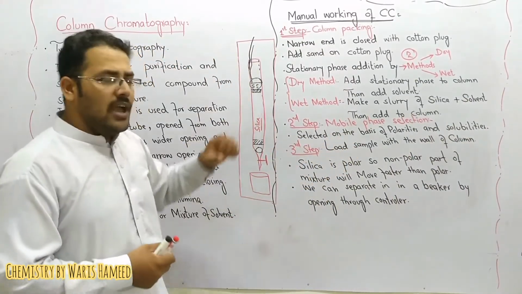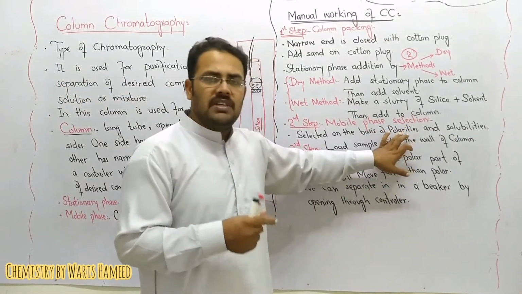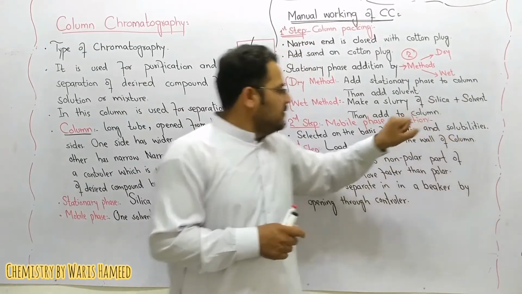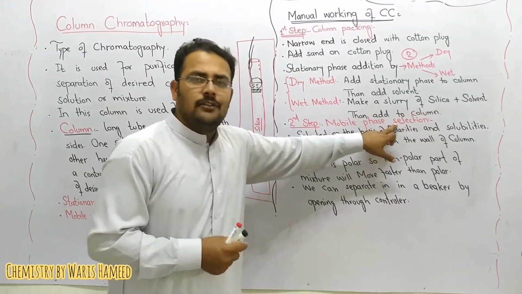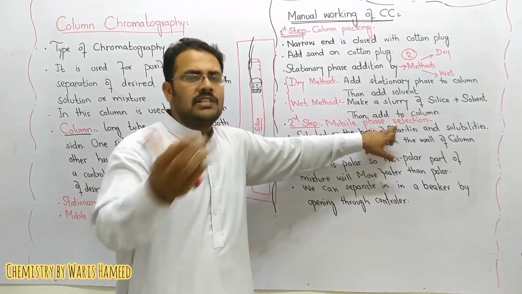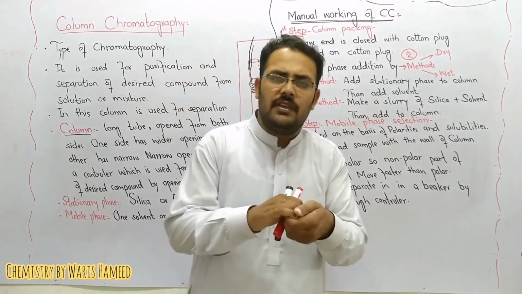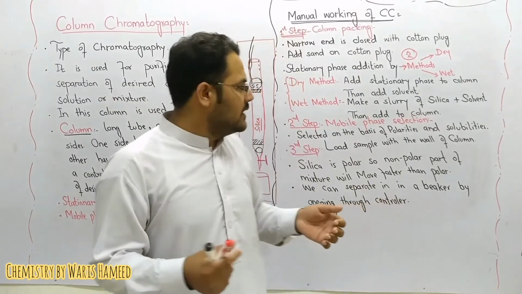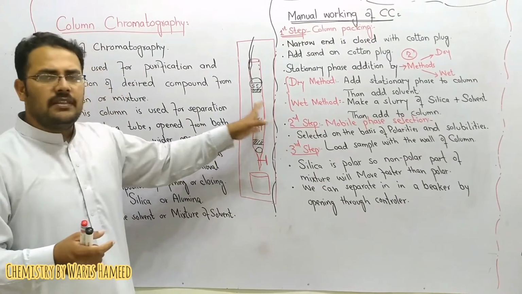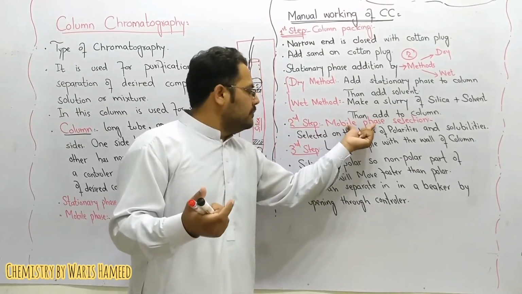Next, we have to select the mobile phase, and the selection of mobile phase is on the basis of polarities and solubility. If it has attraction towards stationary phase, then there will be no separation, because mobile phase will make bond with the stationary phase and the sample cannot be easily separated. So if we have a polar stationary phase, then we should choose the mobile phase as non-polar.